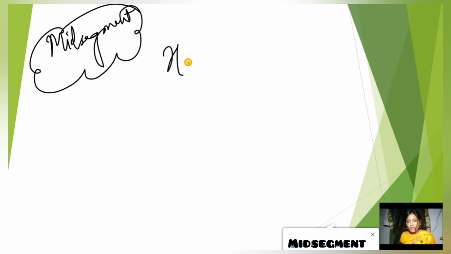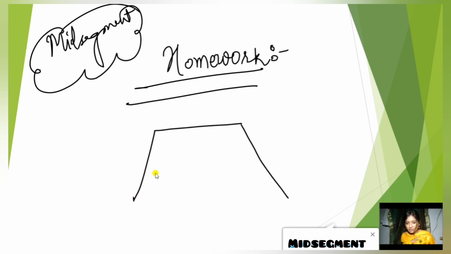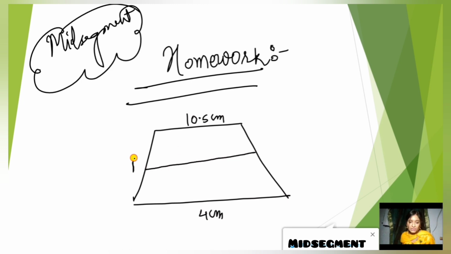Now I'm going to give you one homework. Try to do this. If you feel any problem, definitely you can contact me. The homework is, this is your trapezium, where of course we have parallel sides, and the bases are 10.5 centimeter and 4 centimeter. You have to find the mid segment PQ, according to the concept we have understood, in the trapezoid ABCD. Try to do this and let me know if you feel any problem.